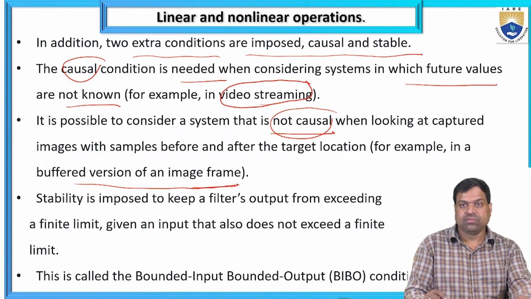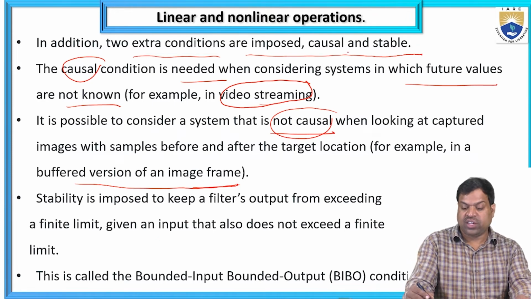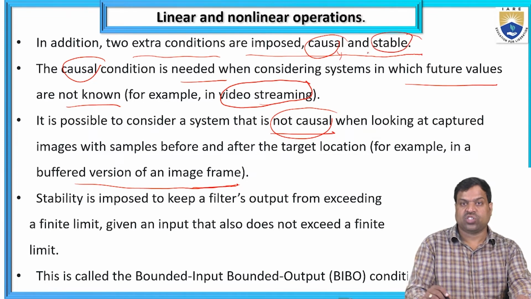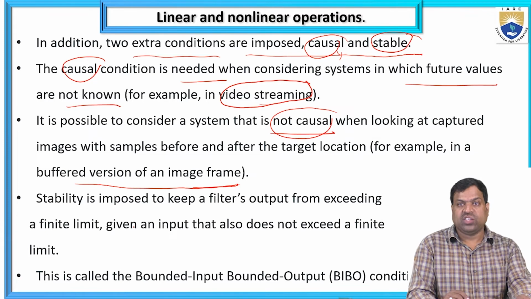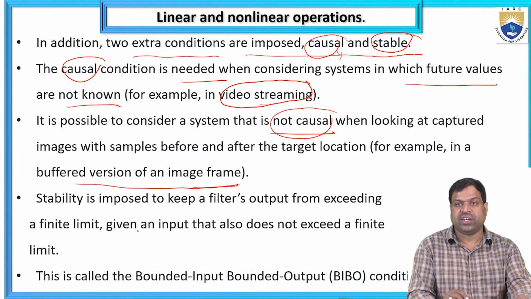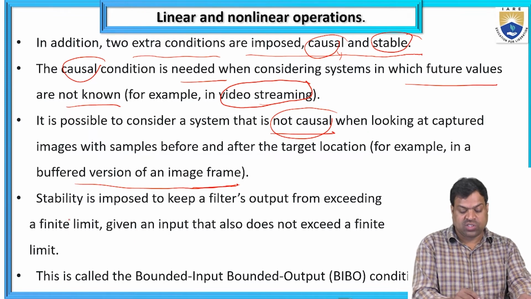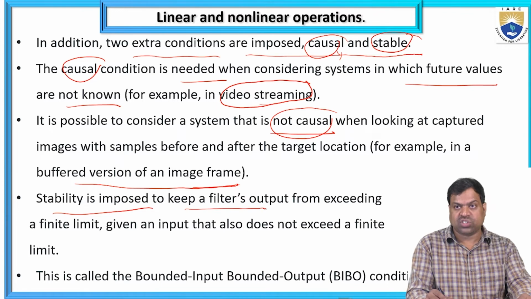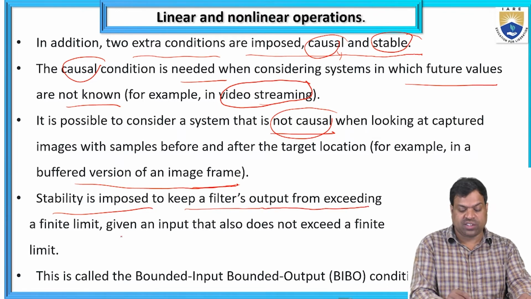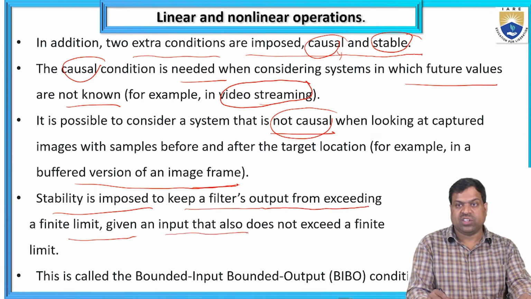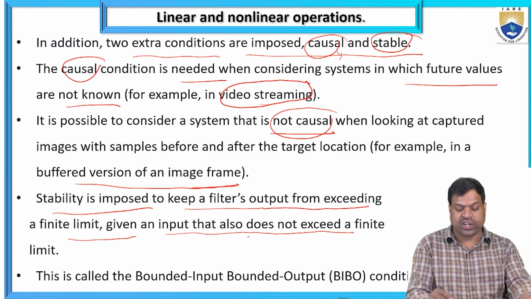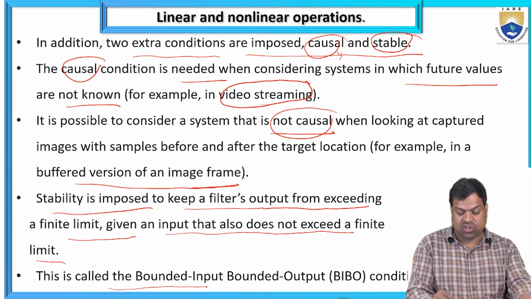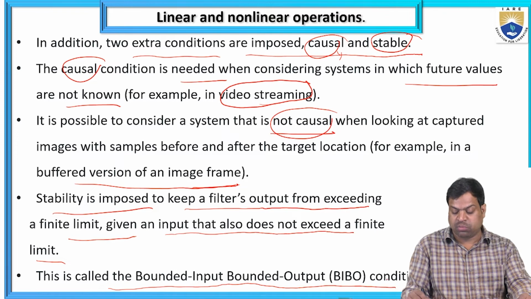Next, stability. So causality is causal and non-causal, and here it is stable and non-stable. Stability is imposed to keep a filter output from exceeding a finite limit, given an input that also does not exceed a finite limit. This is also called the bounded input, bounded output, BIBO condition.